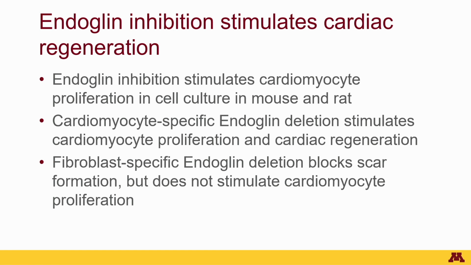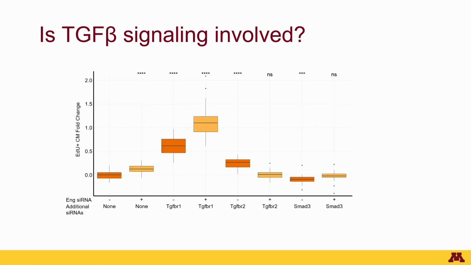So far I've shown you that endoglin inhibition stimulates cardiomyocyte proliferation in cell culture in mouse and rat, and that cardiomyocyte-specific endoglin deletion actually enhances cardiomyocyte proliferation and cardiac regeneration, while fibroblast-specific endoglin deletion blocks scar formation but does not stimulate true cardiomyocyte proliferation. So I told you that endoglin is a regulator of TGF-beta signaling.